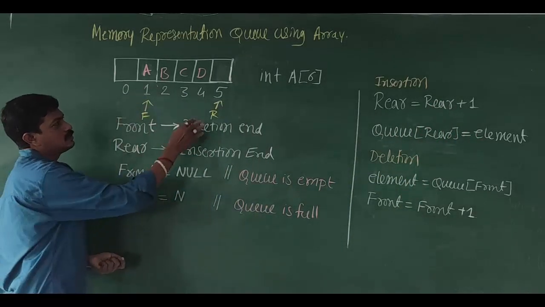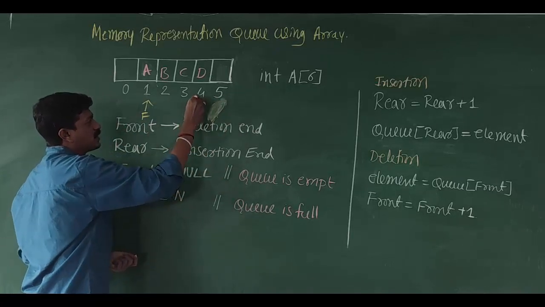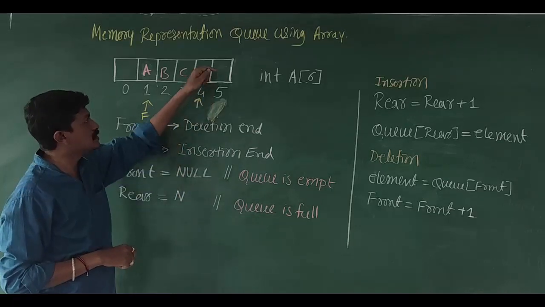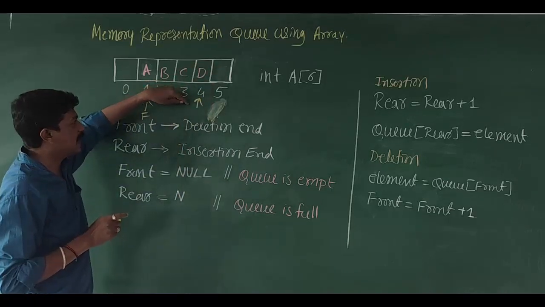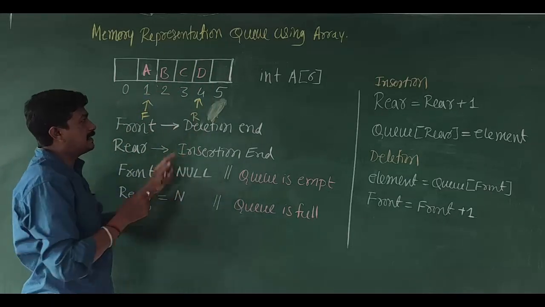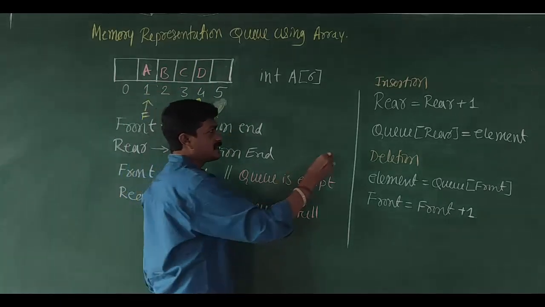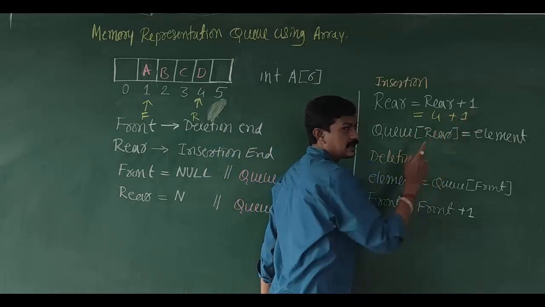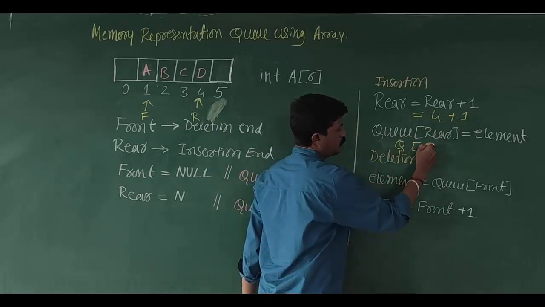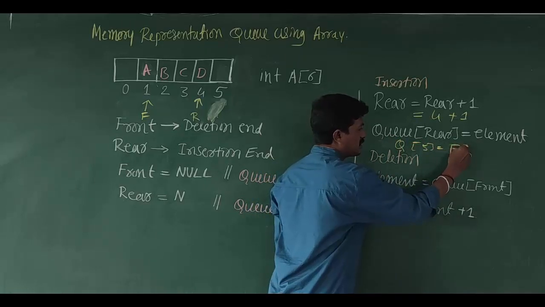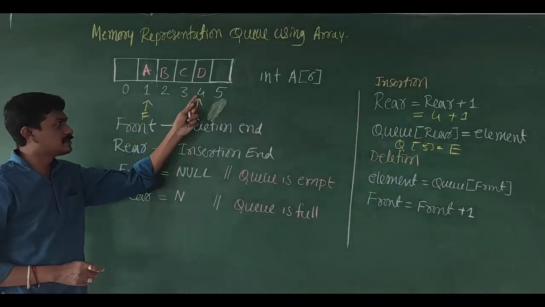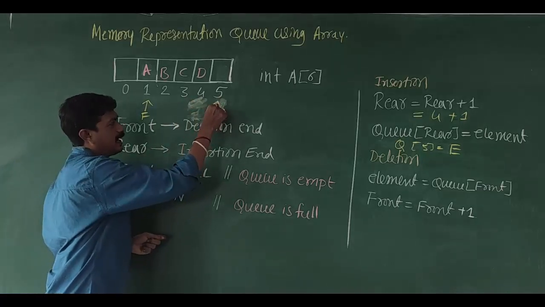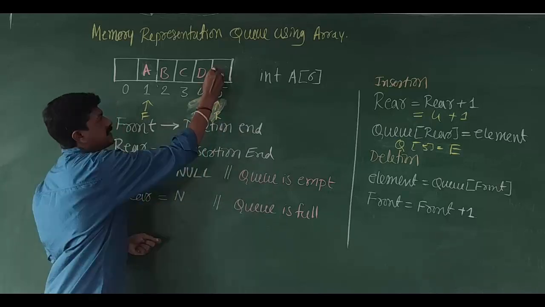In this example, the rear pointer is pointing to an element d, that is index 4. If you want to insert one more element into this queue data structure, simply I need to increase this rear pointer, and at the increased position, I need to insert an element. Currently the rear pointer is pointing to index 4, 4 plus 1 is 5. Now Q of 5 equals the new element. It is pointing to the 4th index; if you want to insert, just increase this rear pointer. I increase the rear pointer to the 5th index, then insert an element.